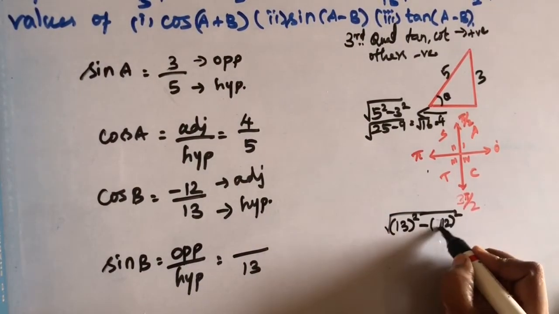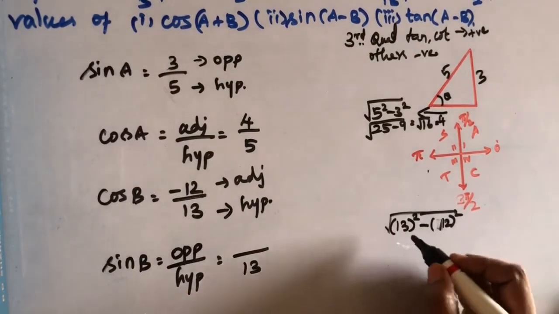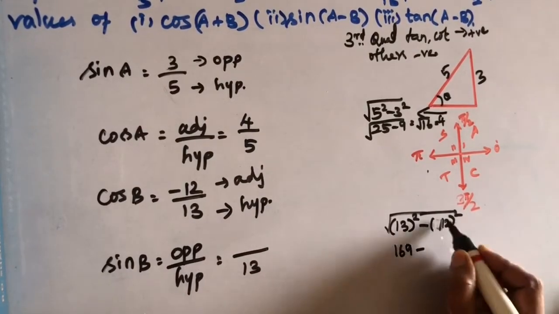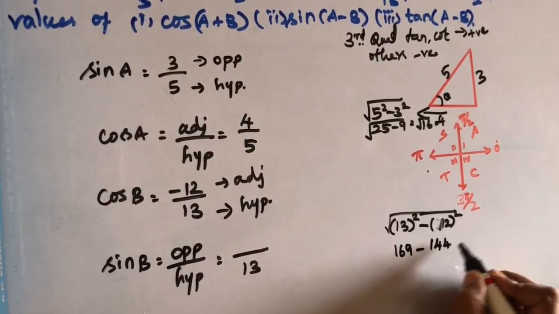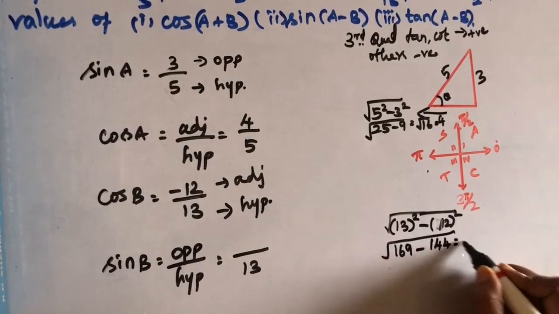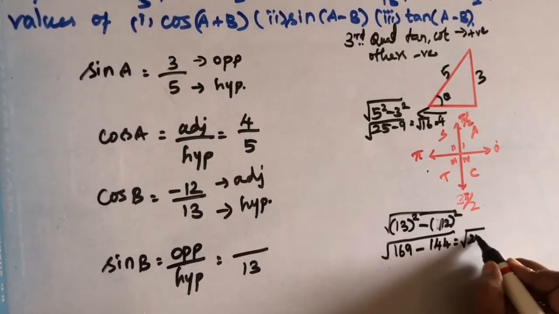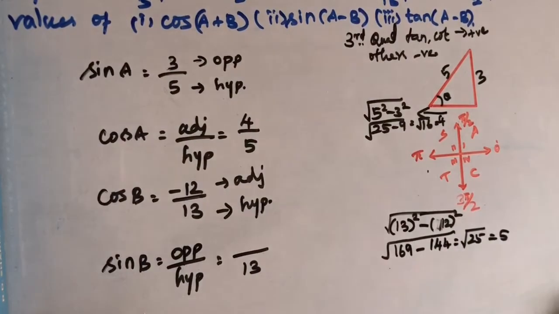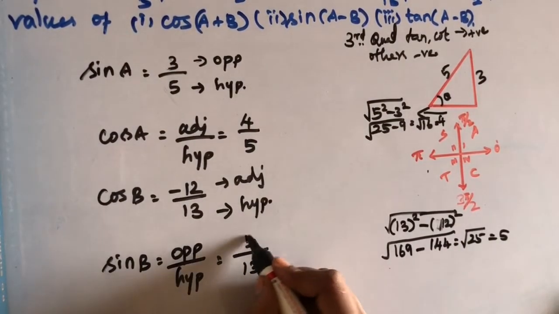So 13 square minus 12 square. 13 square is 169. 12 square is 144. While subtracting you get 25. That is equal to 5. So sin B is 5 by 13.